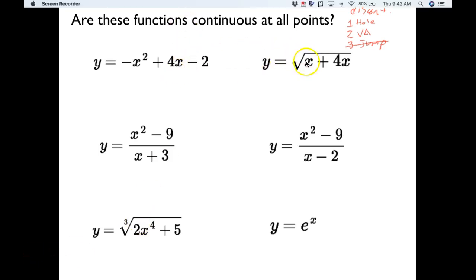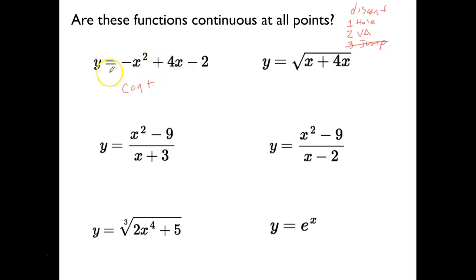Okay, so we're just going to be looking for holes and vertical asymptotes on any of these. And if they have them, then that would make it not continuous. If they don't have them, then that would make it continuous. Okay, so this first one. Remember, holes and vertical asymptotes occur when you divide by 0. Since there is no denominator here, there's no hole or vertical asymptote, so that is continuous.